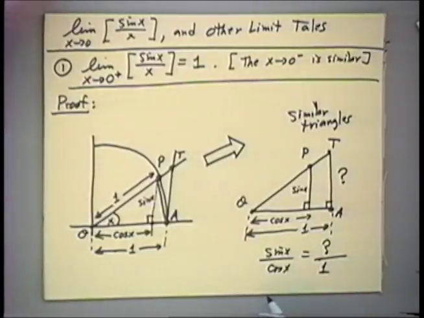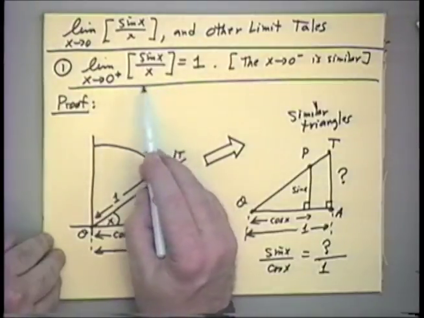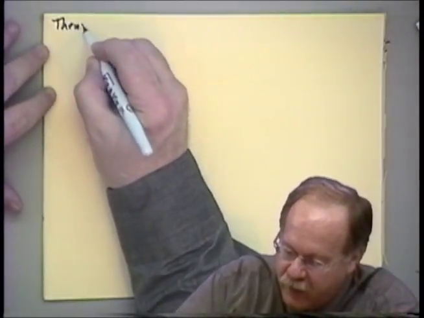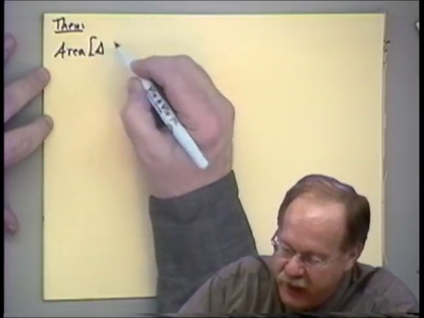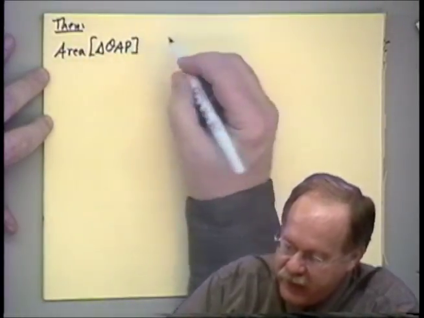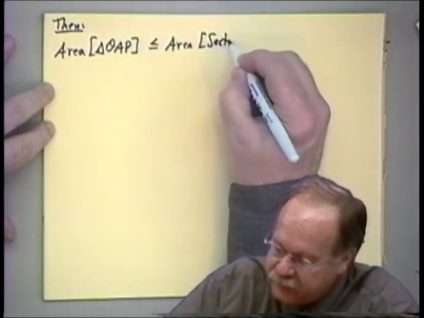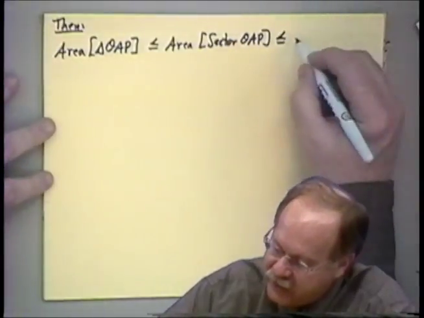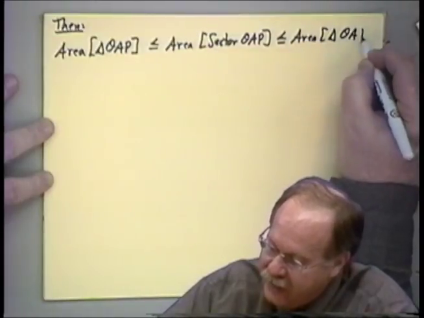Now with all of that set up, I'm able to come up with an argument that will allow me to find this limit. You may be wondering where this limit is going to come out of this. Here's what's going to happen. As I mentioned a moment ago, we have those three nested areas. So the area of triangle OAP is certainly less than or equal to the area of the sector of the circle OAP, and that in turn is less than or equal to the area of the larger triangle OAT.